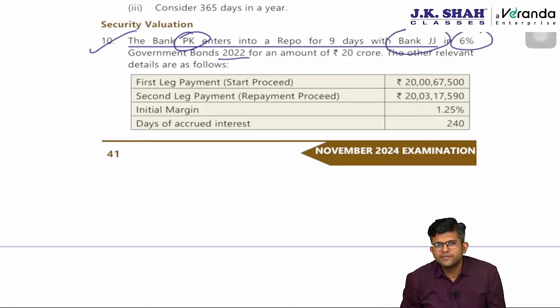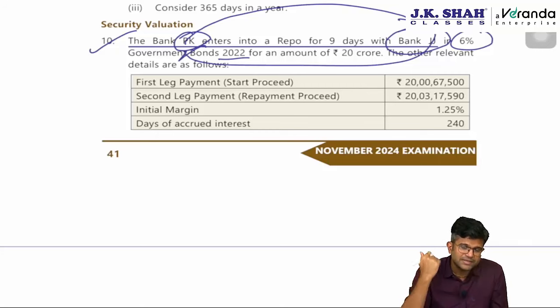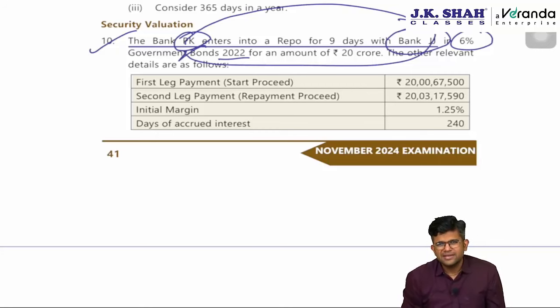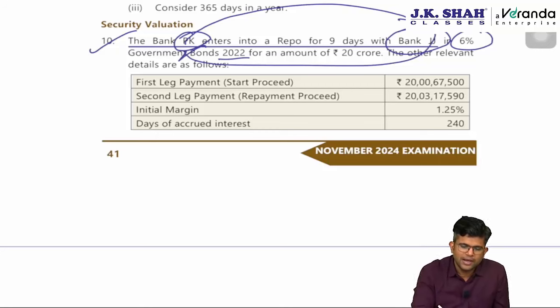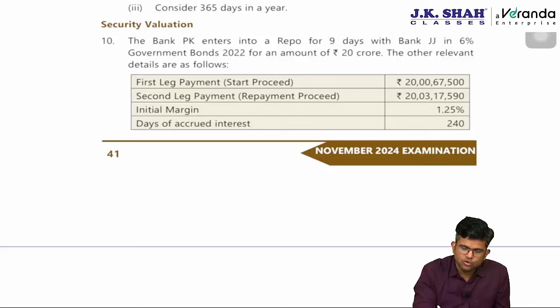And then students, when the loan period is over, then the loan is repaid by PK to JJ, who then gives back the securities. PK repurchases the securities from JJ. This is in short what it is called as repo, repurchase agreement. Anyways, so for an amount of 20 crores. The other relevant details are as follows.